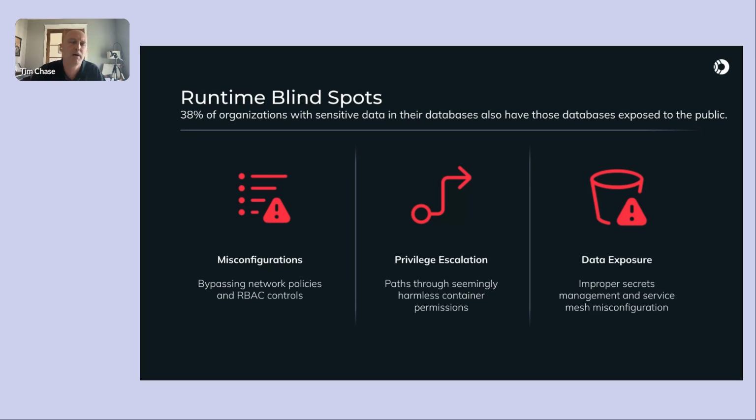And so the statistic that I'll throw out here is also from our State of Cloud Security report. 38% of organizations with sensitive data in their databases also have those databases exposed to the public. And I don't think that they do that intentionally. I don't think that organizations tend to go out there and just put their databases out there for everyone to see, right? I think that it comes back to the misconfigurations again in your runtime, right?